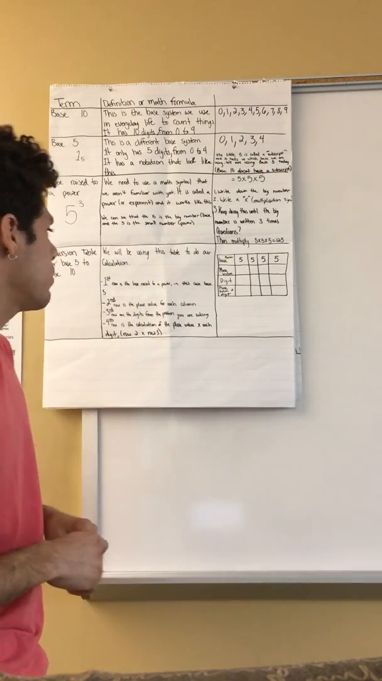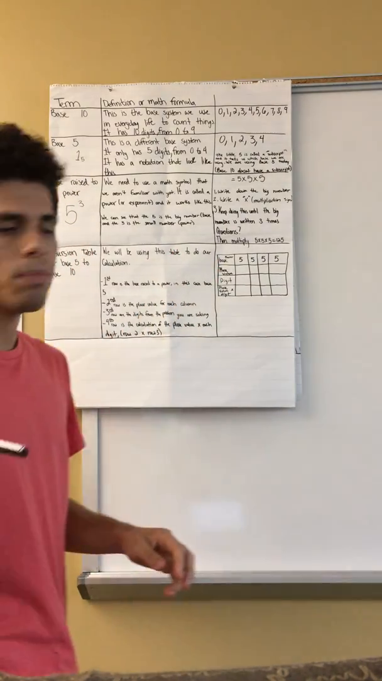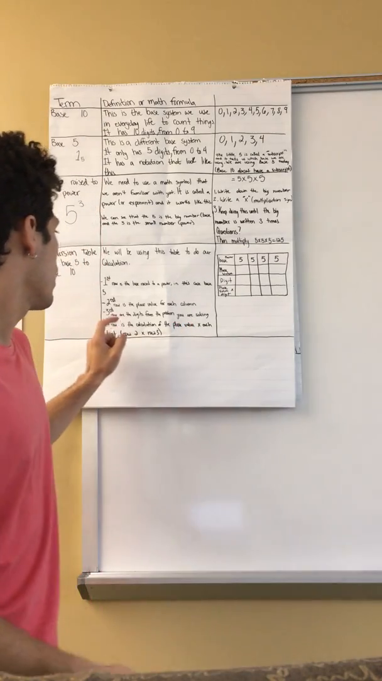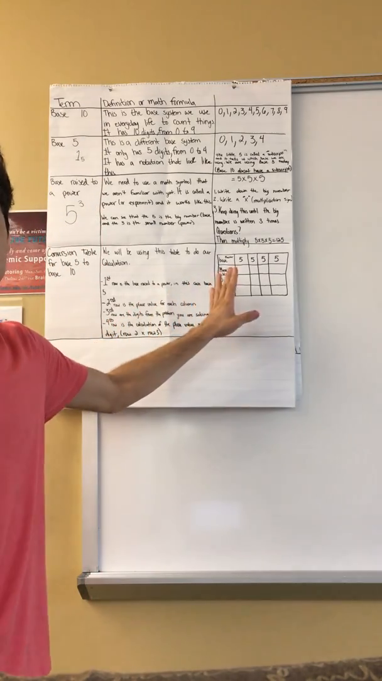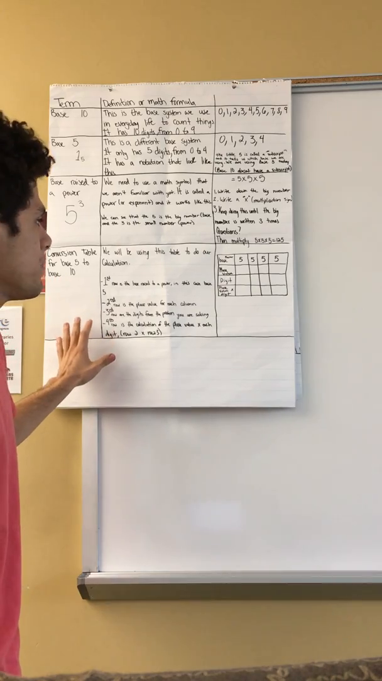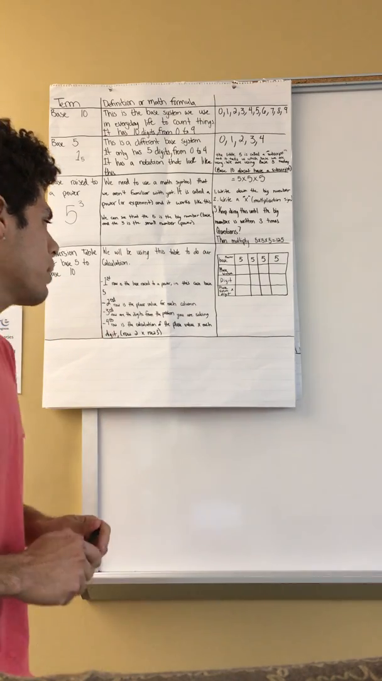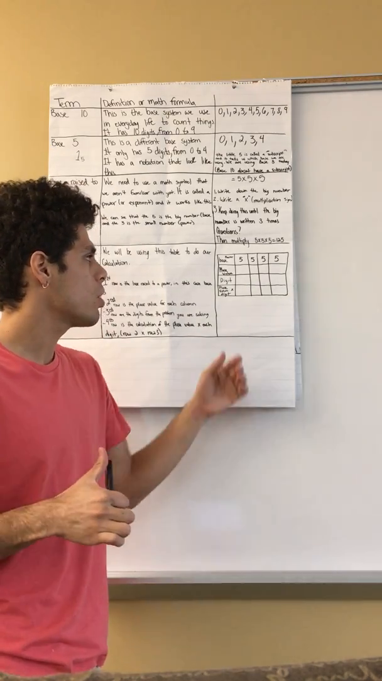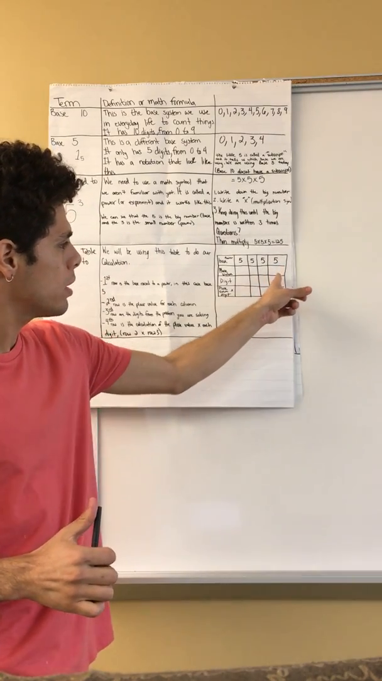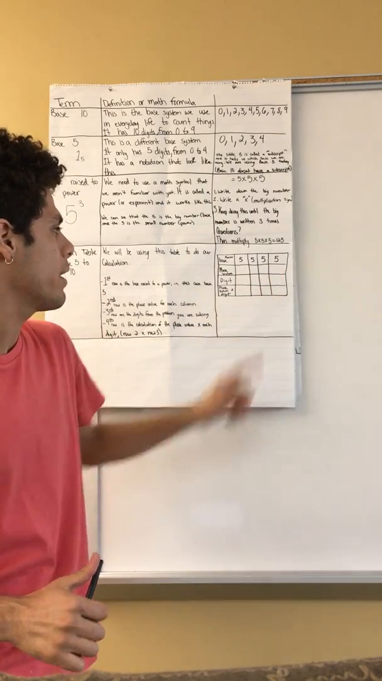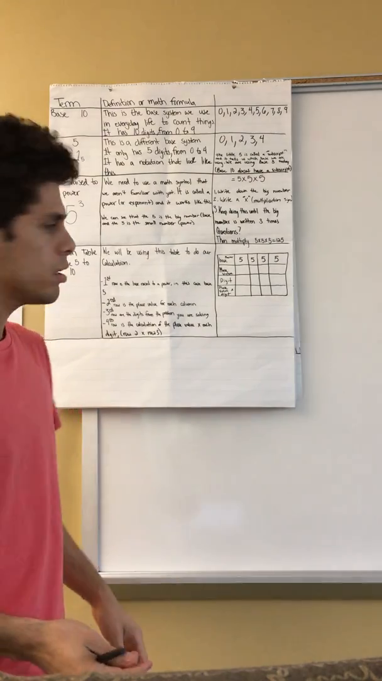The second row is the place value for each column. I will teach you about that when we get to an example. Row 3 is the digits. Digits also means the number that it's giving us. The fourth row is a calculation of the place values. So you're going to multiply row 2 times row 3, and that is how you get your place values.